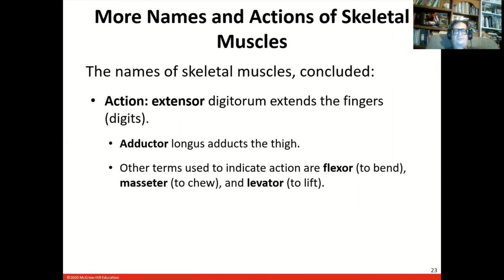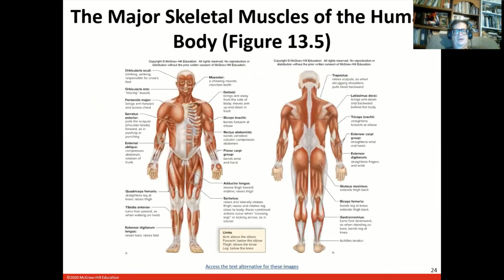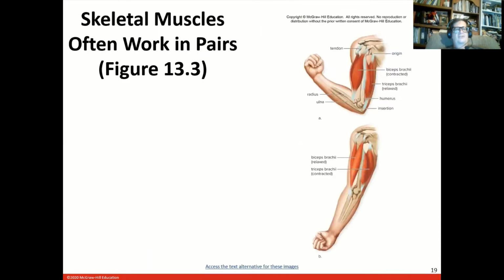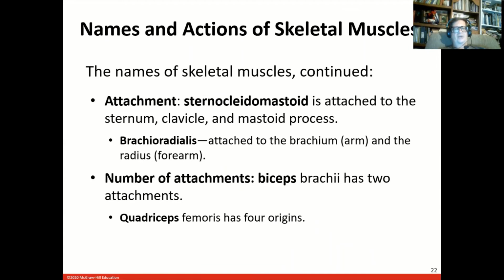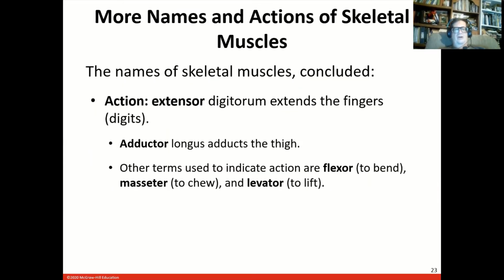A flexor would bend a joint. A masseter helps to pull shut the jaws. A levator would be to lift things up. All right, so here we have a whole bunch of muscles. But let's go over this again. So we could name them based on the size, the shape, the location, the direction, the attachment, the number of parts they have, what action they take. All of those are valid ways to name muscles.